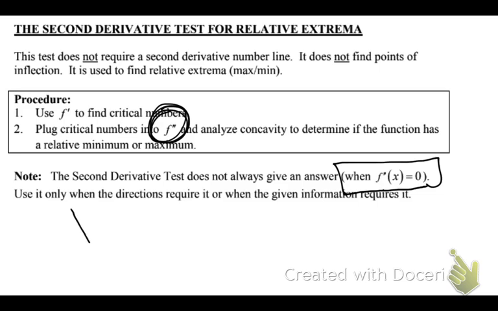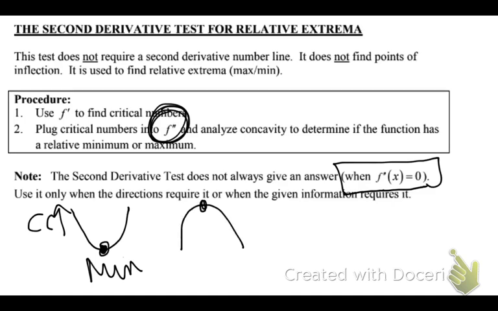If something is concave up, our outputs would be positive for the second derivative, and that would mean that we have a min. If it's concave down, it's frowny, which would mean that we have a relative max. Okay?